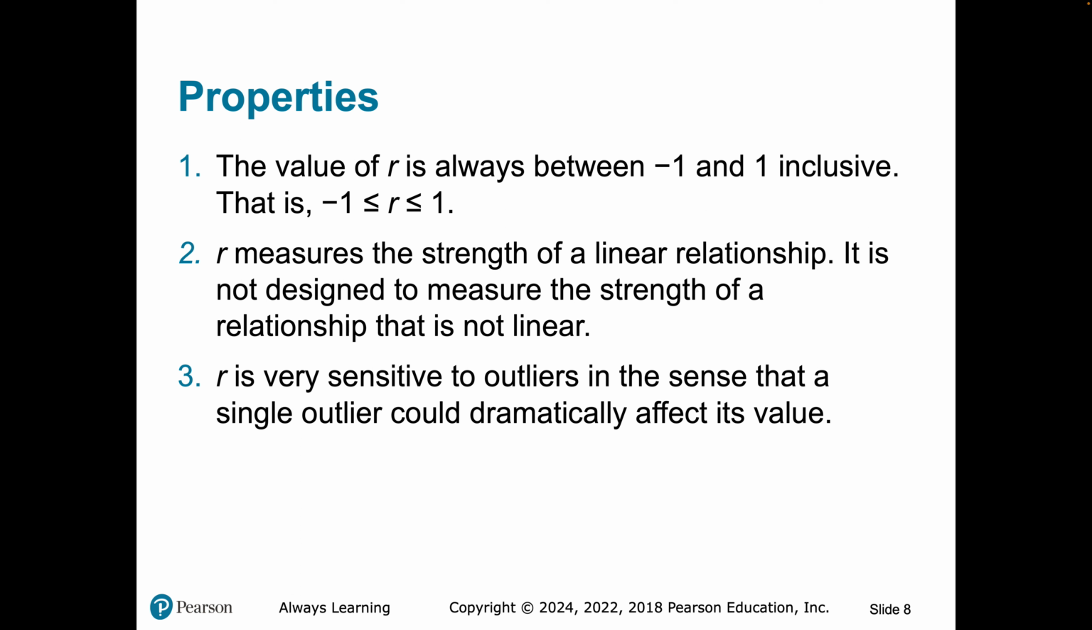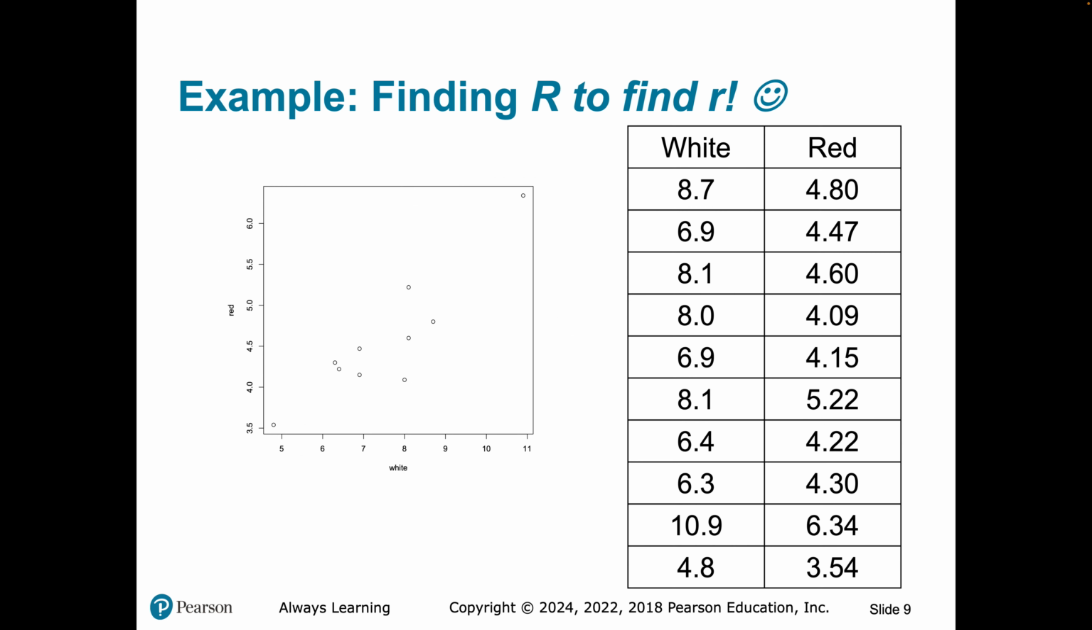And again, it's completely meaningless if we have a relationship that is not linear. And R is very sensitive to outliers, as we'll see a little bit later. So finding R with R, sorry.